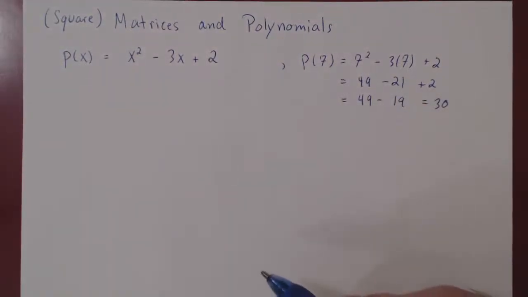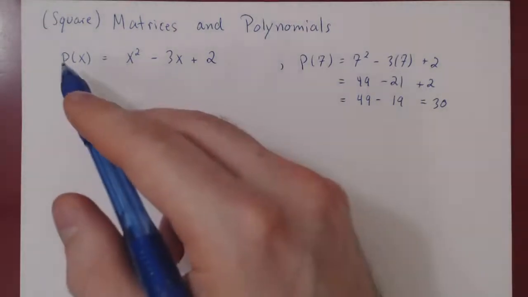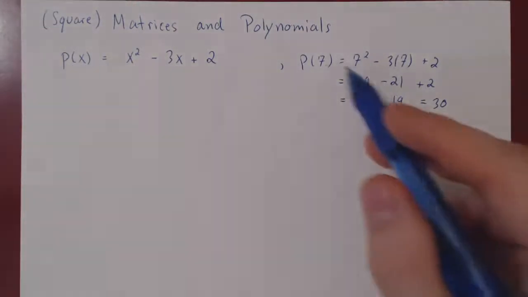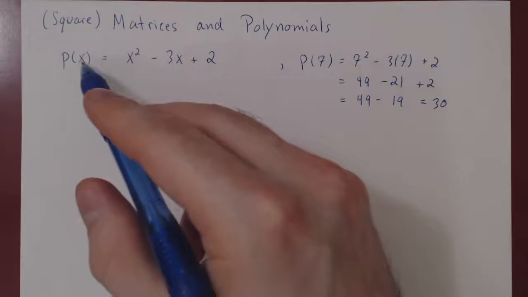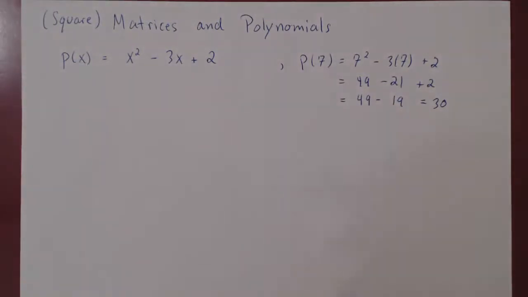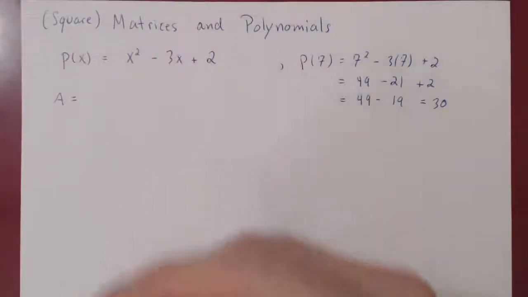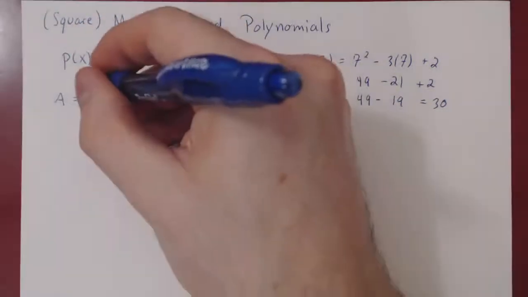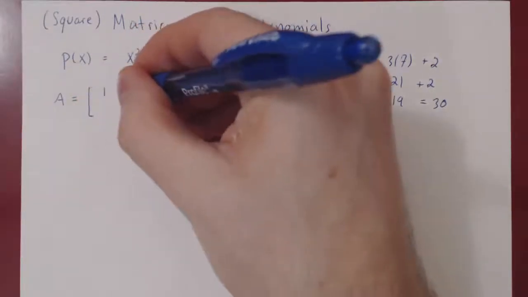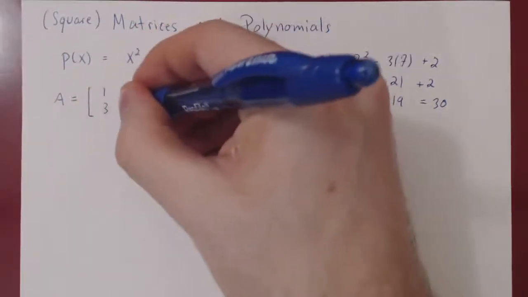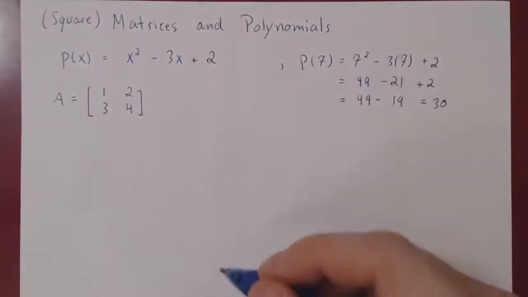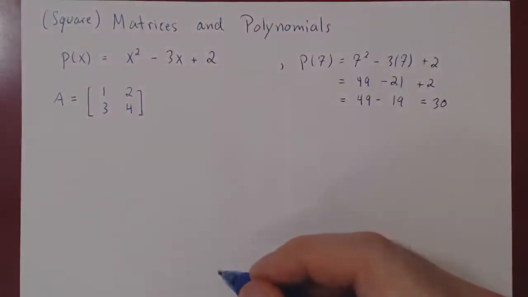The question now is, could we perhaps evaluate the polynomial not at a real number of our choice, but at a square matrix of our choice? Can we make sense of this? Well, let's take a square matrix. For simplicity of the calculations, we'll take a 2 by 2 square matrix. Suppose we take the matrix 1, 2, 3, 4. Let's ask, can we make sense of p of A?